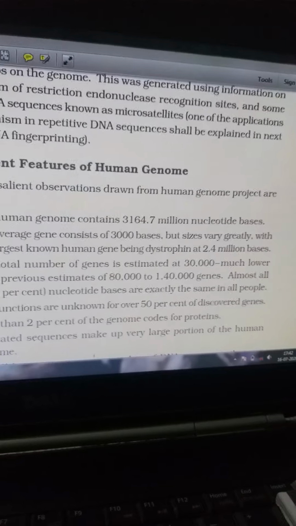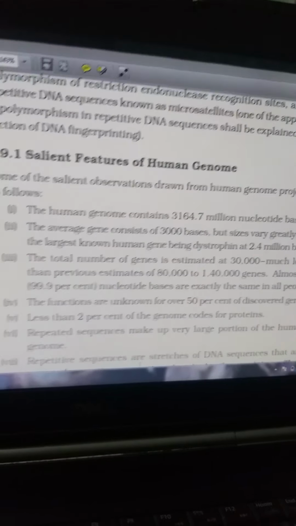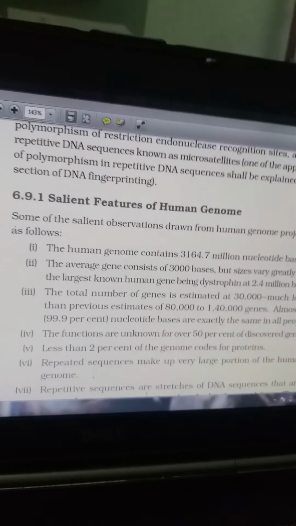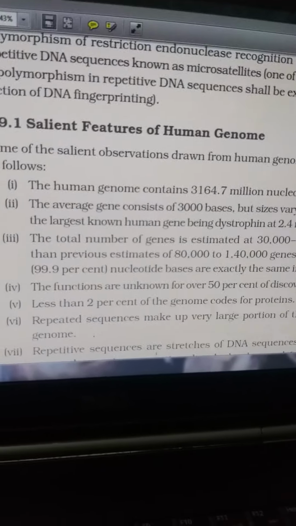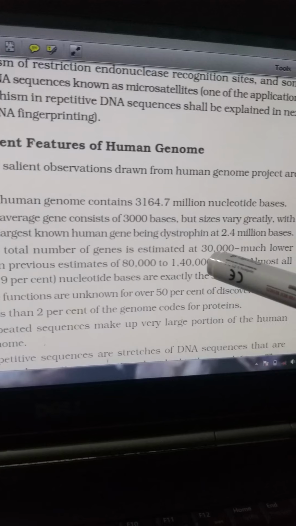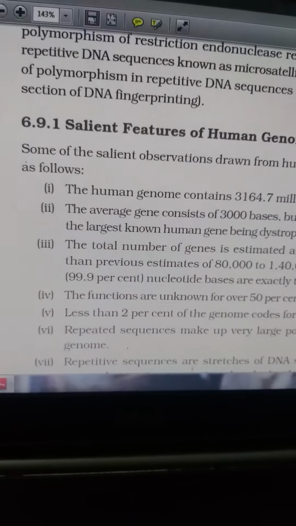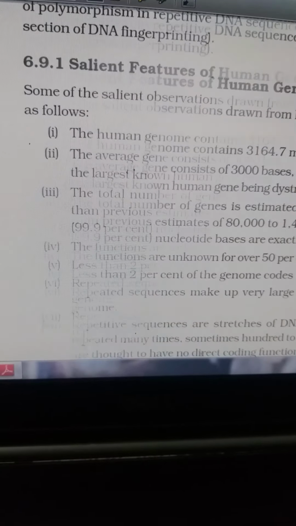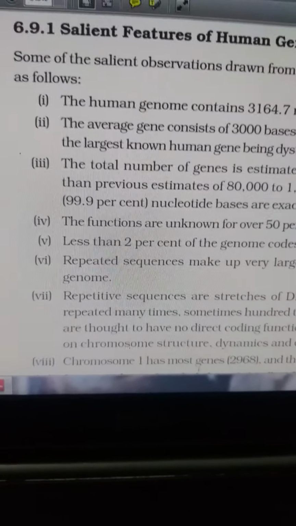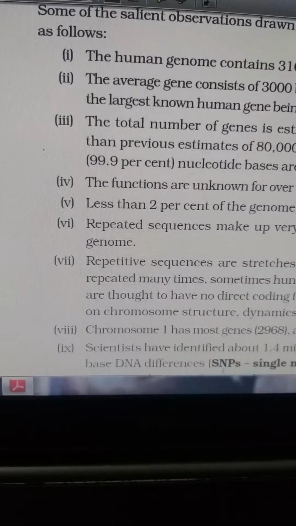The salient features are that the human genome contains 3164.7 million nucleotide base pairs. That means genes have an average of 3000 base pairs. The total number of estimated genes is 30,000, which is much lower than the previous estimation. The functions of about 50% are unknown. We have undiscovered genes also. We haven't worked out the function of those specific genes.